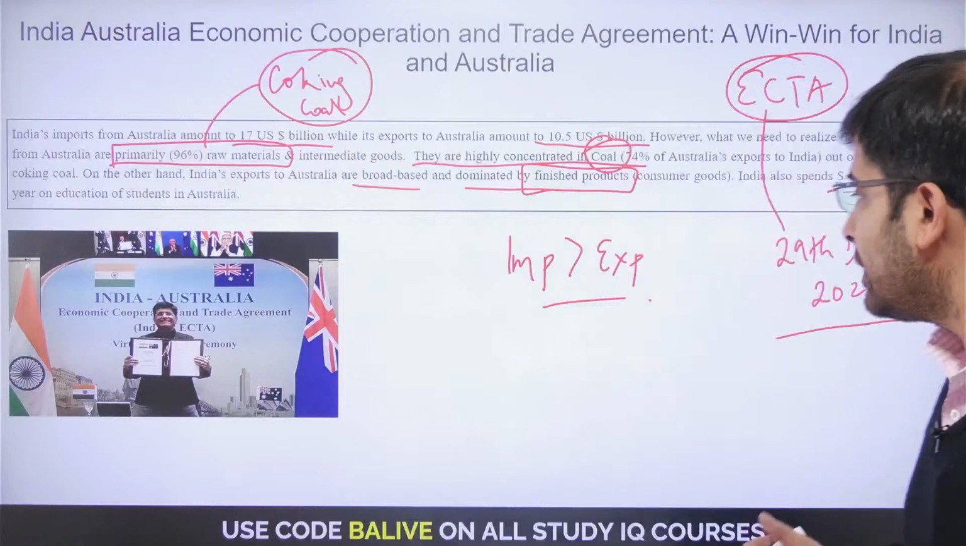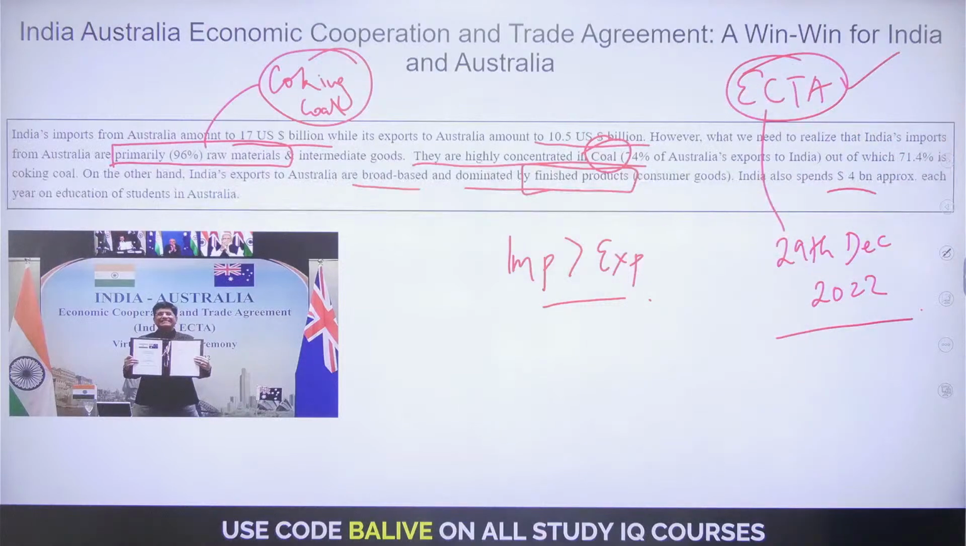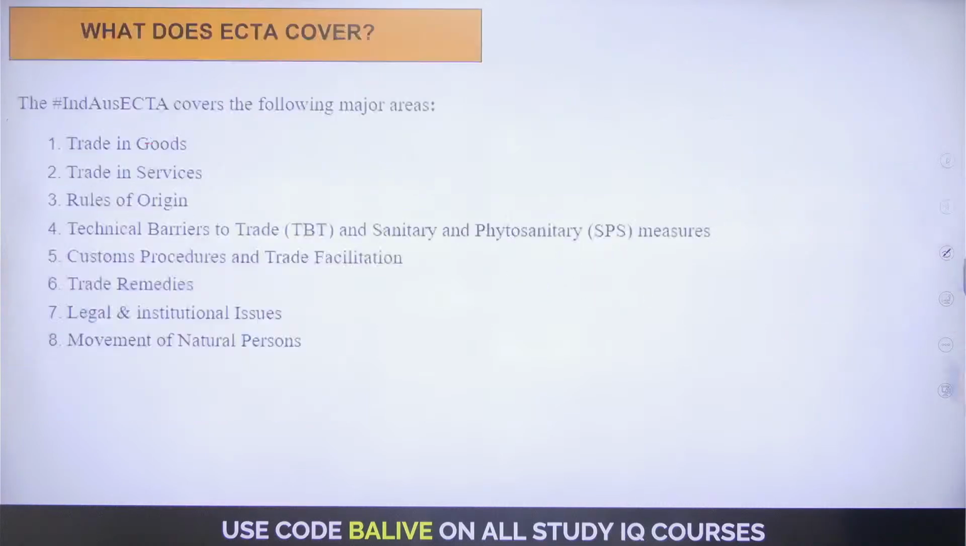Okay, and which is why you find that the economic cooperation and trade agreement is very, very important. Let's look at the facets of this agreement now. What does it cover? One by one we will understand. Very simple, I'll make it for you.